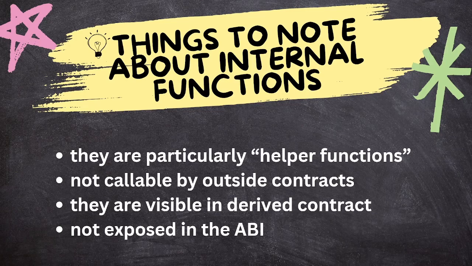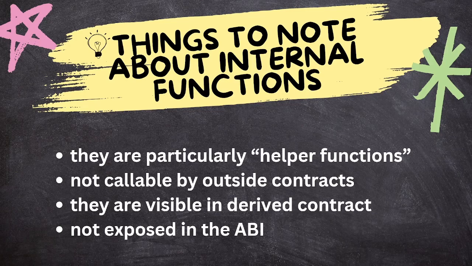Now, a thing to know is that internal functions are not exposed in the ABI. For those who don't know what ABI is all about, ABI is the application binary interface. It's for smart contract development. It shows the main details about your state and your functions. Internal functions won't show in your ABI.